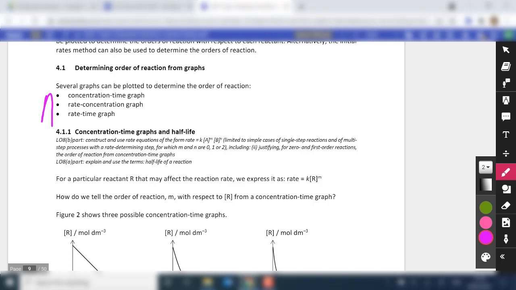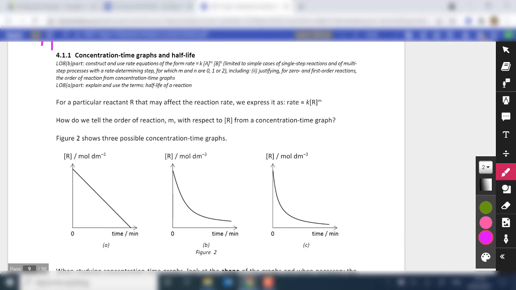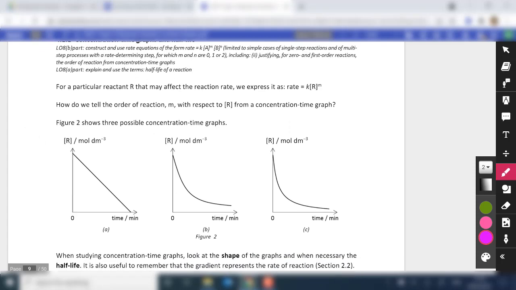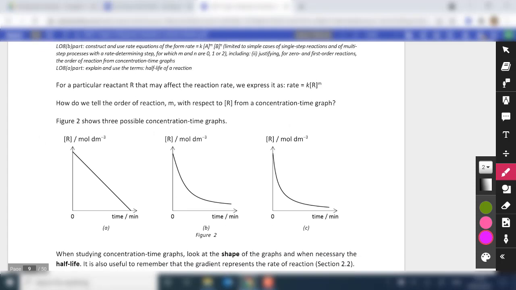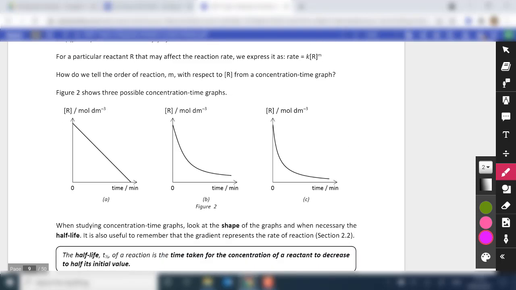One is concentration against time, rate against concentration, and rate against time. Again, as I said, these are artificial. Mentioning this over here kind of defeats the purpose, so it will really help if you go through the motion first, and then revisit it as and when you are available. This is just to show you roughly how the graphs look.